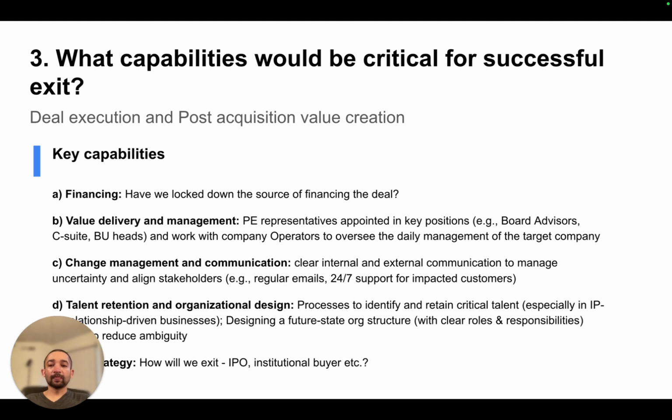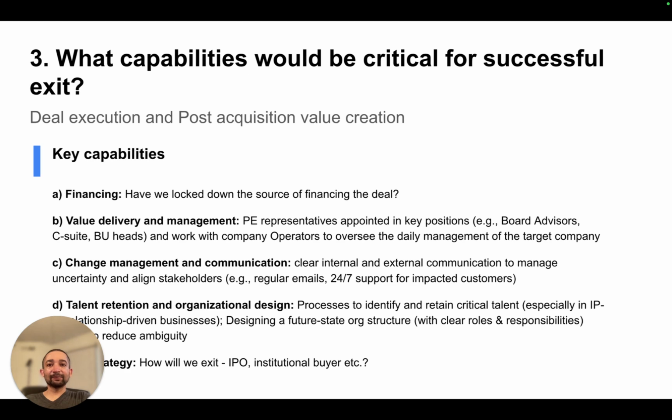Right? And finally, you also need to talk a little bit about how we're going to exit this. Do we have a clear plan? Are we going to find another strategic buyer, another private equity investor, etc.? So those are the key capabilities that would be absolutely critical for value capture from this deal.